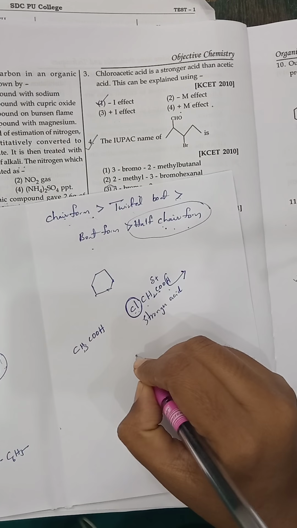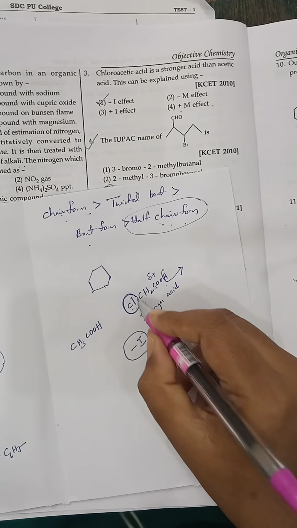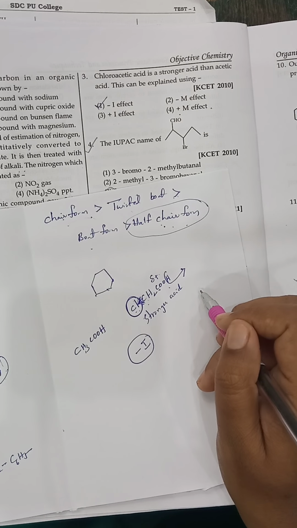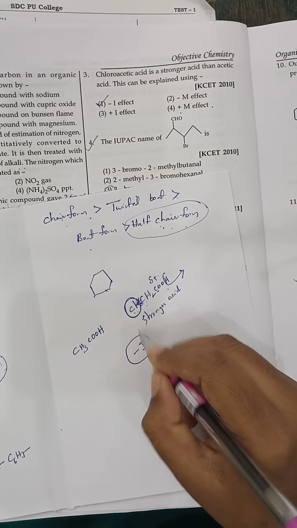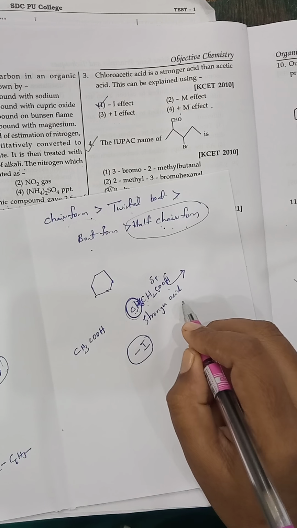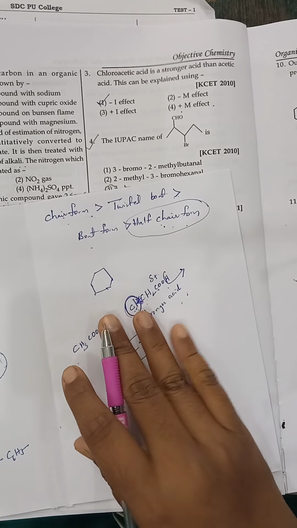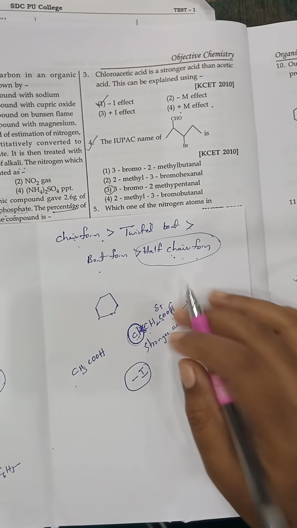So chlorine is an example of a minus I effect group, an electron withdrawing group. Now it is pulling electrons towards itself. Thereby the partial positive charge is created on carbon and it loses hydrogen as a proton. So due to containing a minus I effect group, chloroacetic acid can act as a stronger acid. But here such a group is not at all present. So the answer is the first one.